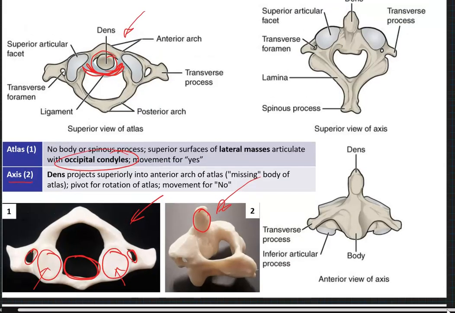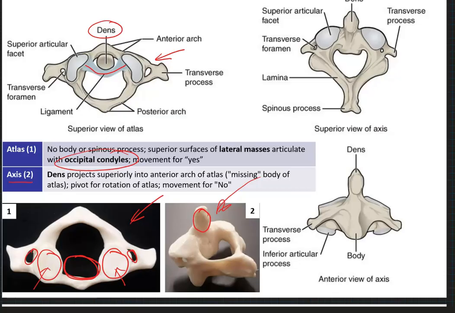Annular ligament. Here it's marked as a ligament, but it's the annular ligament. So in this arrangement, you effectively have the axis around which the first cervical vertebra, the atlas, can move. The atlanto-axial joint, the joint between the atlas and the axis, enables you to say no, to move your head from left to right.